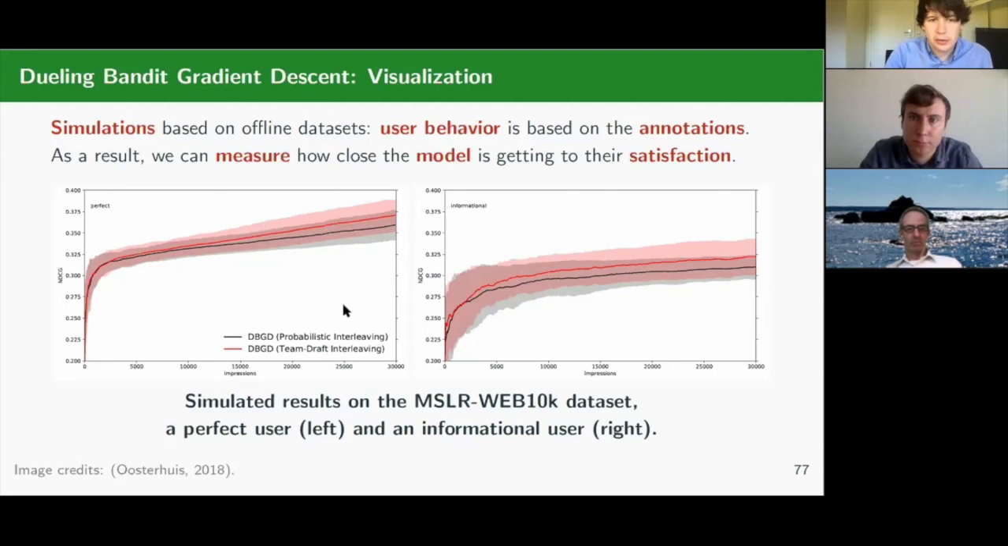And does it matter whether you use probabilistic interleaving or team draft interleaving in this setting? The differences are very small. It's more about finding the direction of improvement, not about getting these individual comparisons correct all the time. In the informational setting, we have more bias, more noise, and we still see it learns, although it gets stuck earlier.